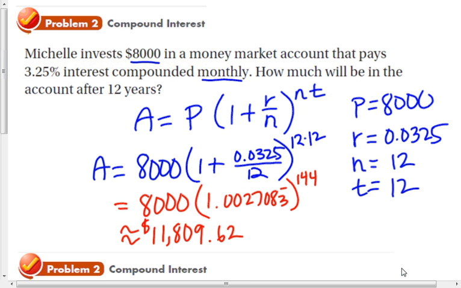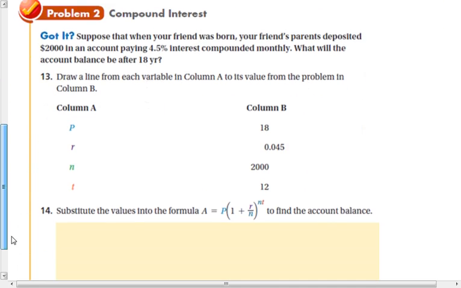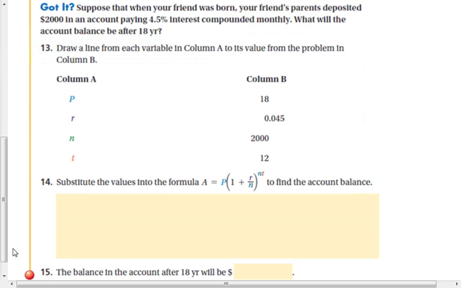All right, notice I simplified inside the parentheses first, and I also simplified 12 times 12, which made 144, and I ended up rounding it to the nearest cent to get the answer. Go ahead, you try that. You can check back with your answer.